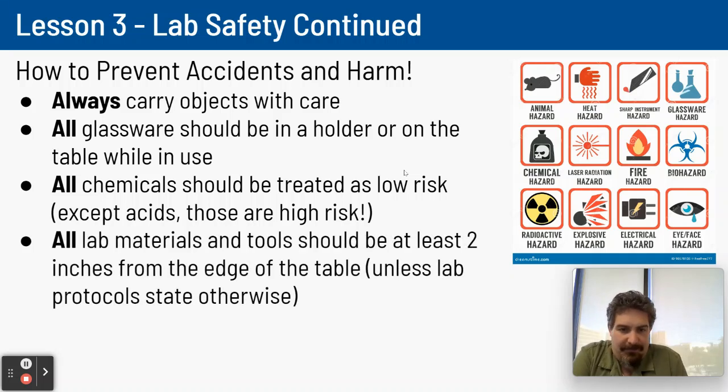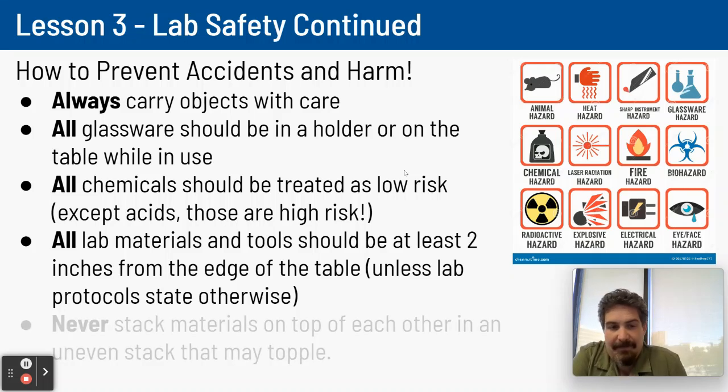All lab materials and tools should be at least 2 inches from the edge of the table. 2 inches, like maybe the length of one of your short fingers, right? It should be at least that far, if not more, like one of your bigger fingers from the edge of the table, unless there's a lab protocol that has it going to the edge, which happens sometimes, mostly in physics.